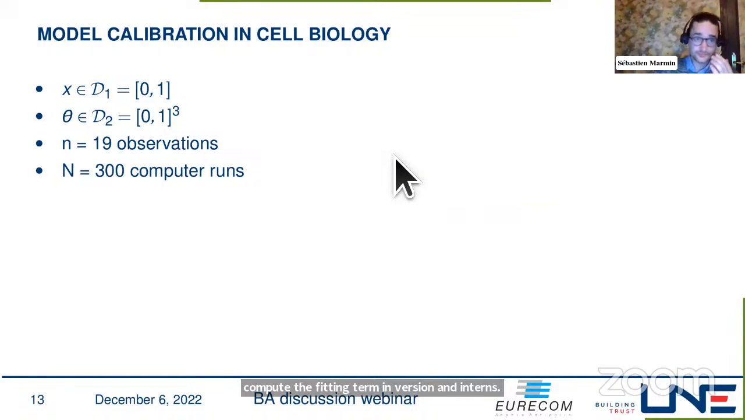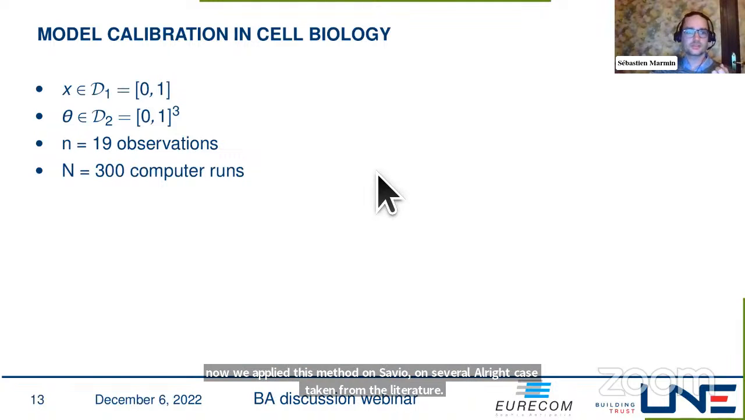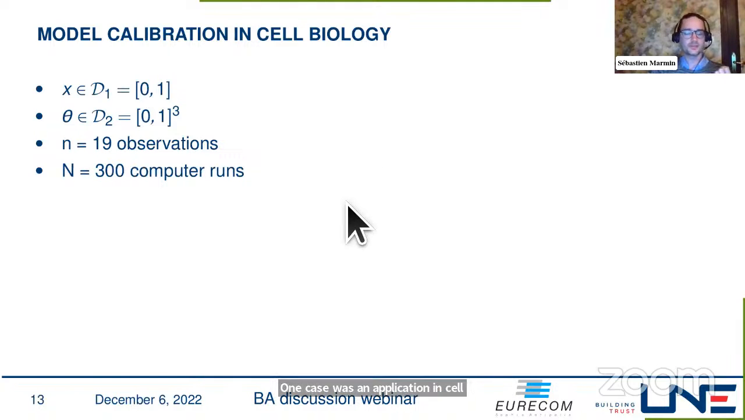So now we applied this method on several cases taken from the literature. One case was an application in cell biology, where we have one input variable, 3 calibration parameters, 19 observations, and 300 computer runs.